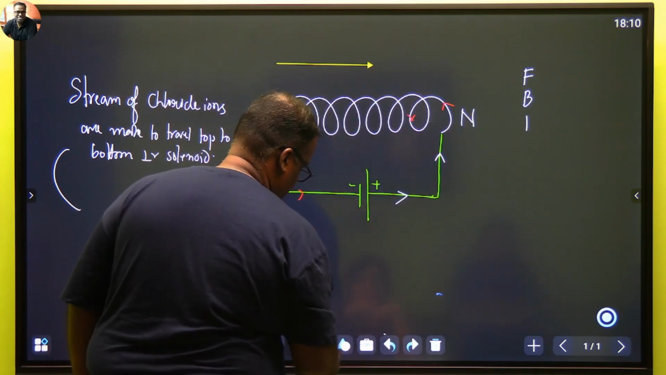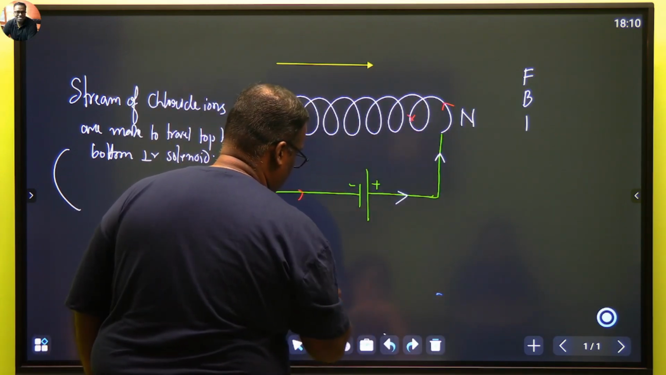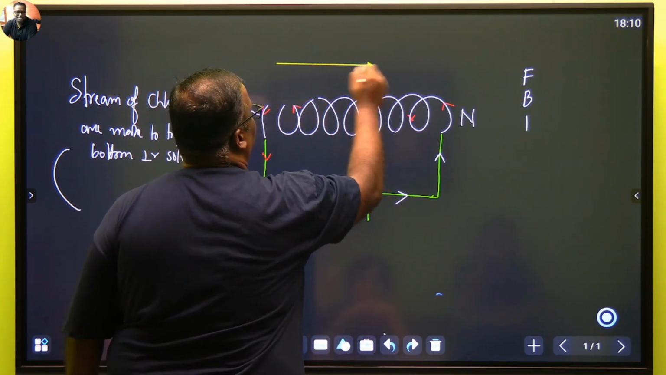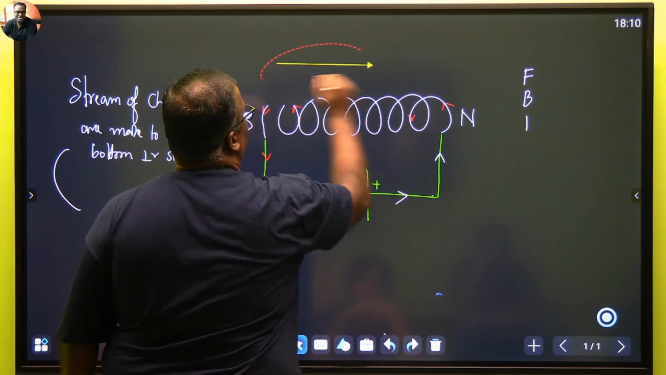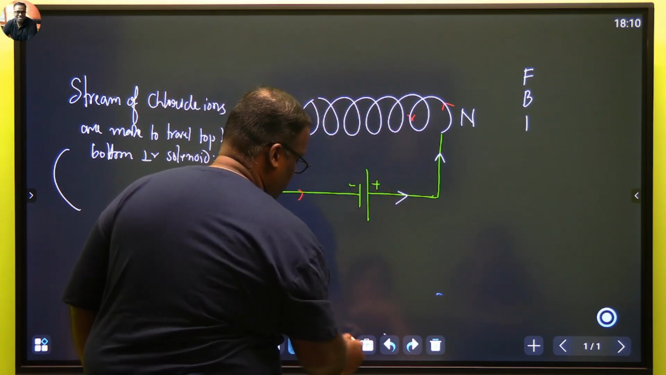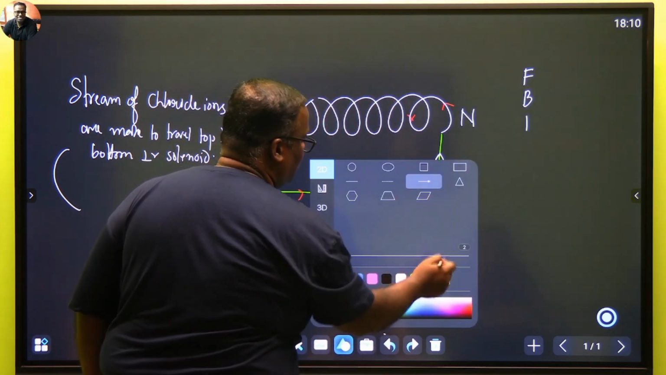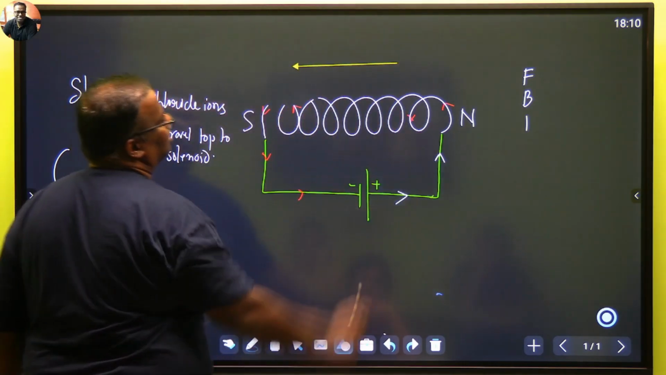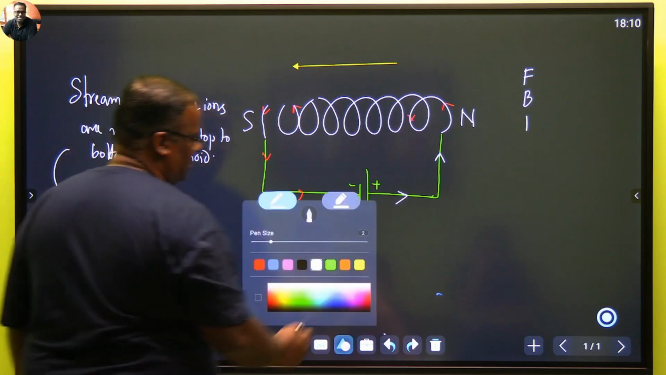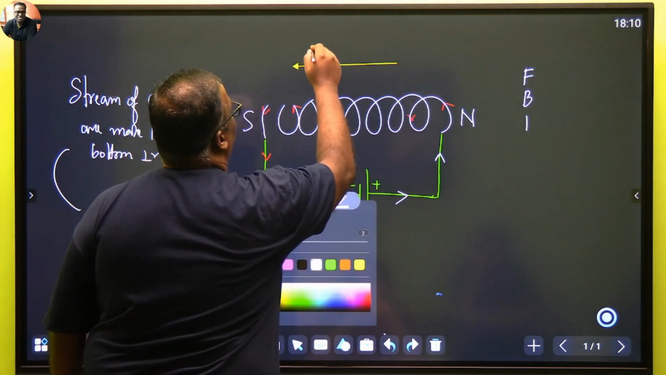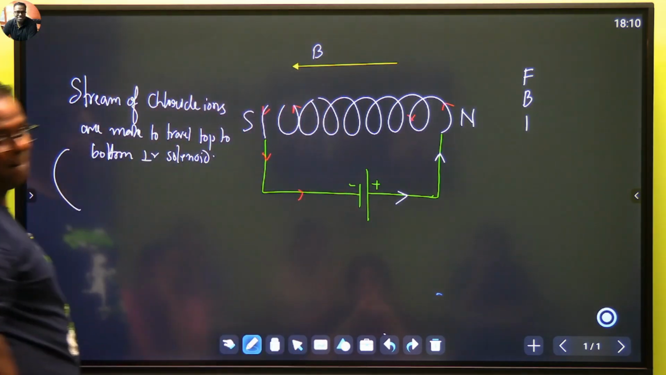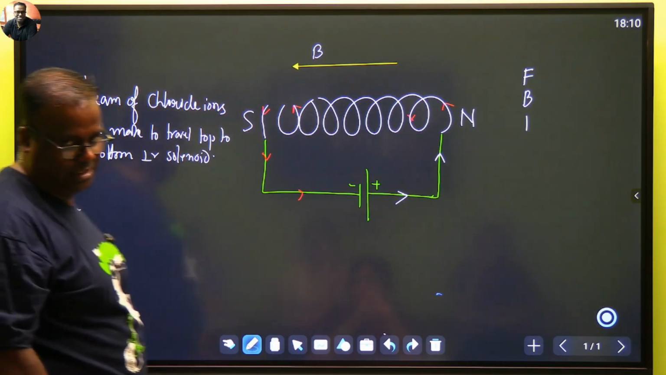So what do we do? We change the direction of our magnetic field. Is everyone with me? Are you able to understand? This is the magnetic field's direction. One problem is solved. This is B. Now we need to know the current.